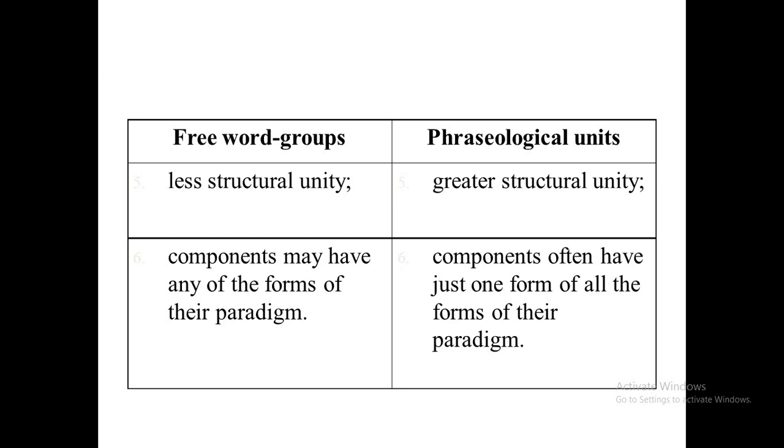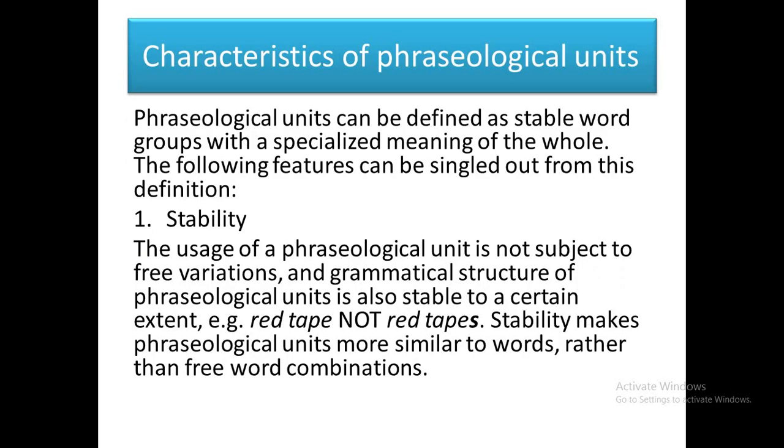Free word groups have less structural unity, and phraseological units have greater structural unity. In phraseological units, components often have just one form of all the forms of their paradigm. In free word groups, components may have any of the forms of their paradigm. So you see that phraseological units have fixed set structures. They cannot be substituted, and the speaker or the writer has to follow conventions in using phraseological units.